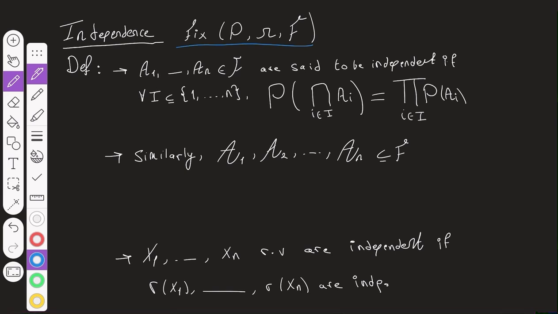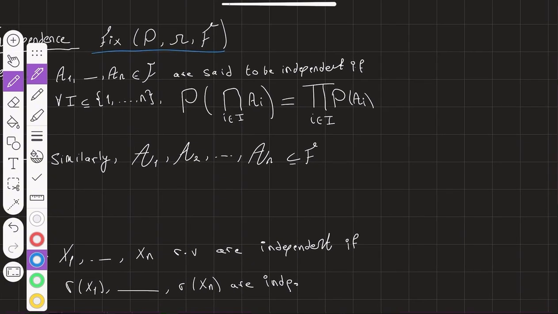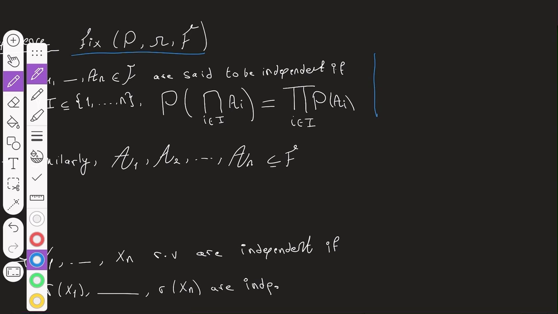And what we're going to do is the following. Maybe let us recall how you might have seen it at an undergraduate level. You might have seen that two sets A and B are independent if the probability of A intersected with B is equal to the probability of A times the probability of B. Well, that's fine. This is okay.